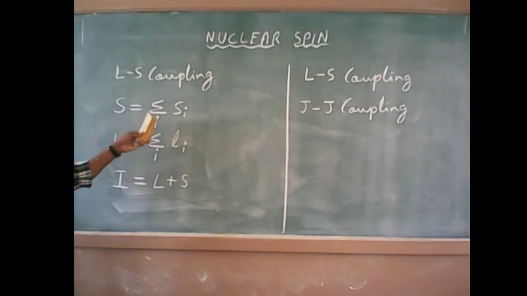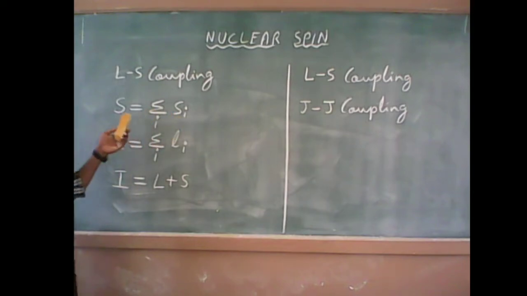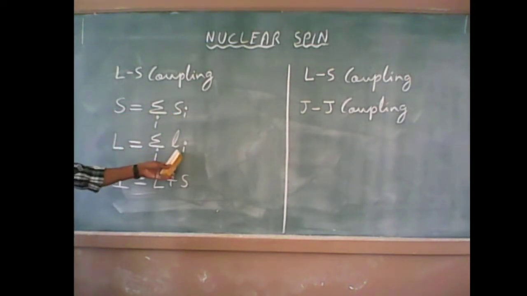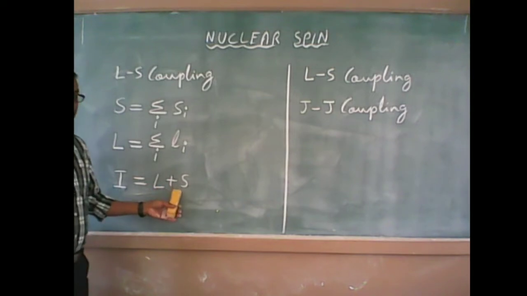It will go from i to A, where A is the mass number, that is the total number of nucleons in the nucleus. So the spin angular momenta of all the nucleons add up to give me the total spin angular momentum. The individual orbital angular momenta of all the nucleons add up to give the total orbital angular momentum. Then the angular momentum of the nucleus is equal to the sum of L and S.